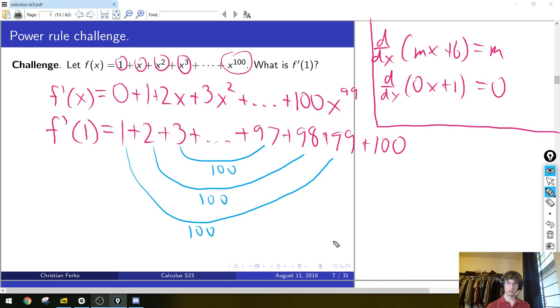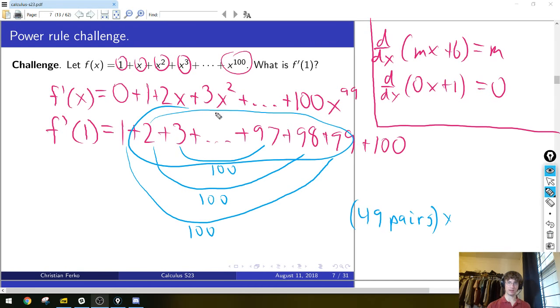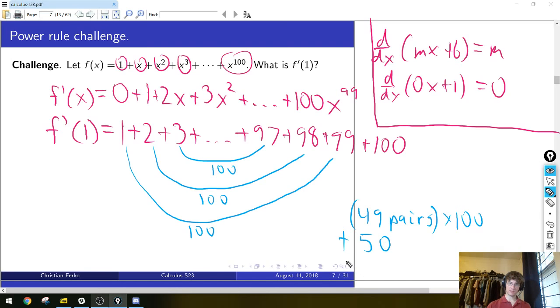Would there be 49 pairs? Good. Yeah, 49 pairs, because 50 is all by its lonesome. So what about 100 itself? It's not a pair, but it's a thing. There are two unpaired numbers, but there's one unpaired number in this section. So 49 pairs times 100, and then we add 50 because 50 is unpaired. Then we add 100 because 100 is unpaired.